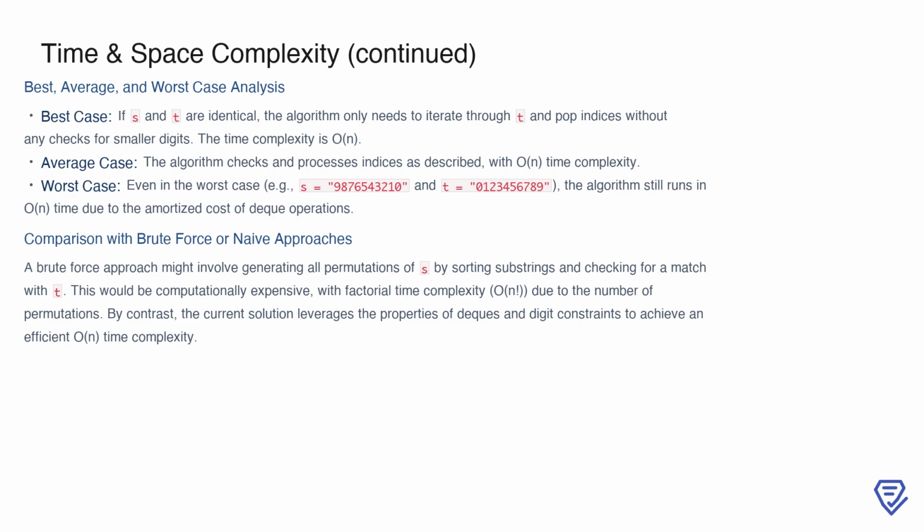When compared to brute force approaches, which might involve generating all possible permutations of S and checking for a match with T, this solution is far superior. A brute force approach would have a factorial time complexity of O(n!) due to the sheer number of permutations, whereas our solution achieves linear time complexity by leveraging the properties of deques and digit constraints.